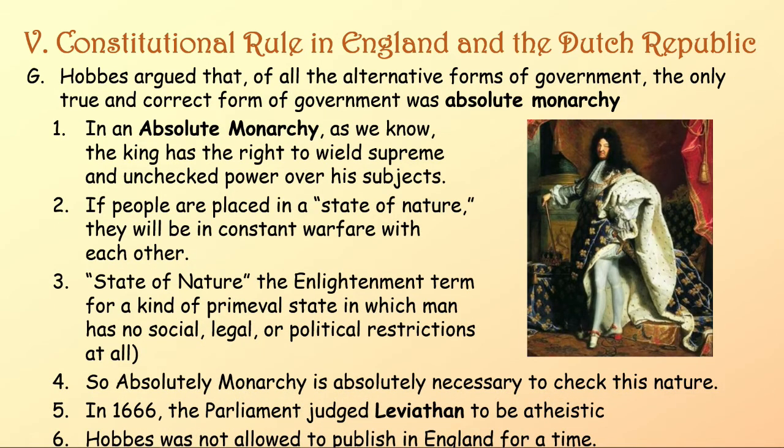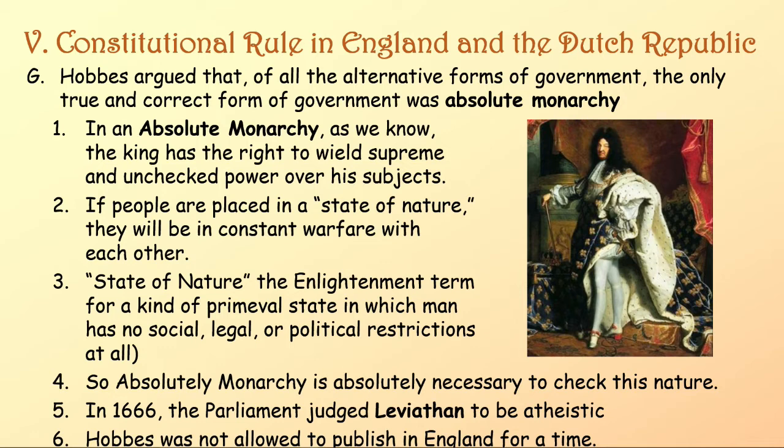Hobbes argued that of all the alternative forms of government, the only true and correct form of government was absolute monarchy. In an absolute monarchy, as we know, the king has the right to wield supreme and unchecked power over his subjects. And if people are placed in a, quote, state of nature, and we will explain this idea of a state of nature more fully, especially with John Locke, then they will be in constant warfare with each other.